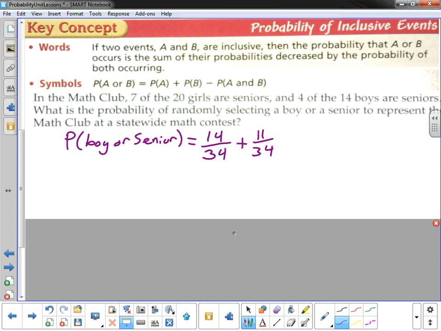Now, we had a problem here in that we have an overlap. I have senior boys in the group, and I've already used them here as seniors, and I use them here as boys. So I got to subtract off the boy and senior group, which is the 4 out of the 34. What's the probability of it being a boy and a senior? So now, all I got to do is add those together, and I would have our answer. If I add, say I got 25 on top, it would be 21 out of 34. So the probability of getting a boy or a senior is 21/34.